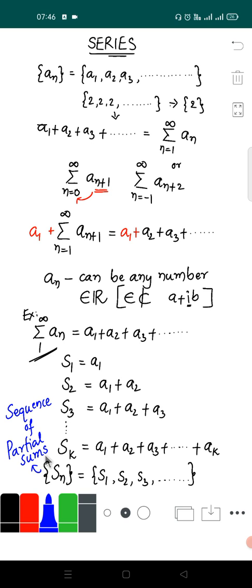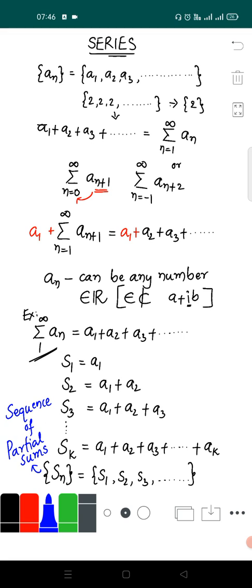So this is the sequence of partial sums. See here, all the sums are partial. So we cannot reach infinity, but we can only observe its pattern as it reaches towards infinity, right?